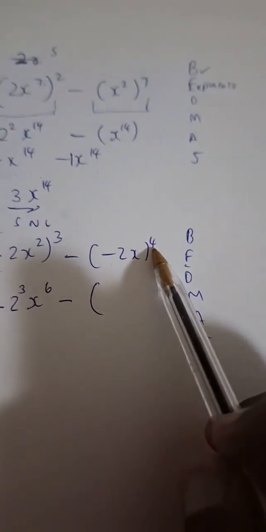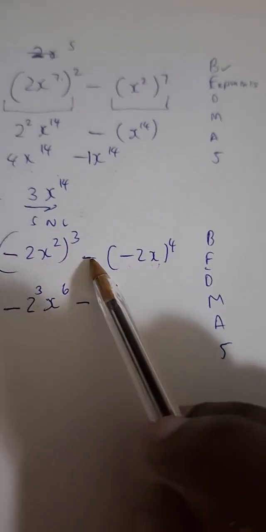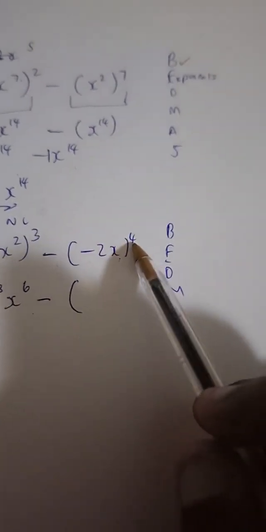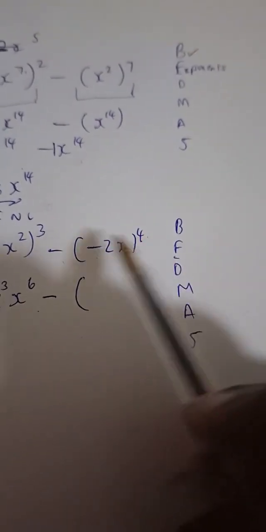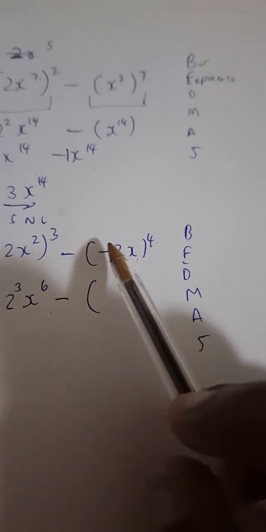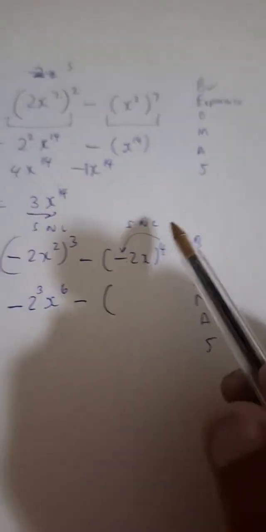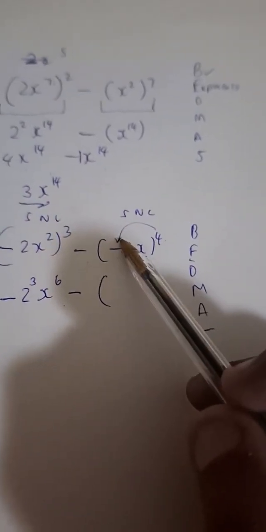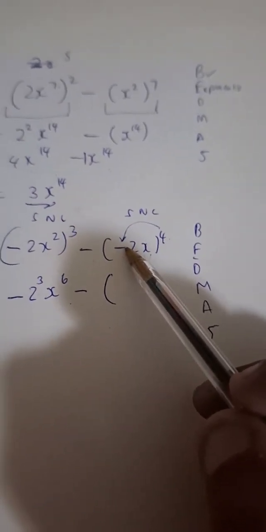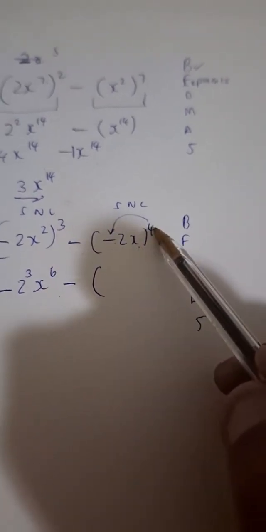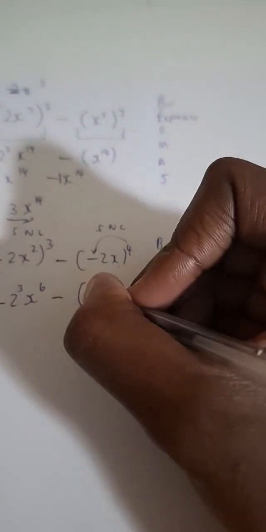Minus. Let's focus on the exponent for the second term, and the minus sign can just wait there. The even exponent to the negative sign does what? The even exponent to the negative sign does what to the negative sign? The even exponent changes it. Very good. To what? To positive.